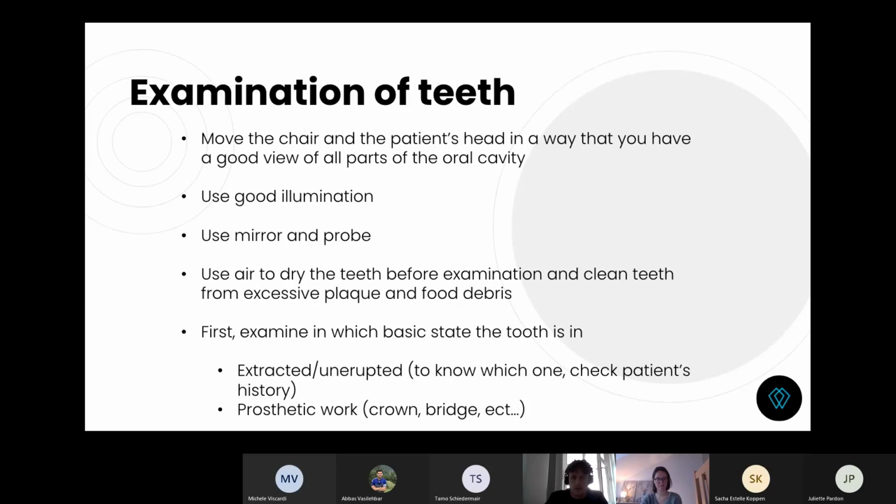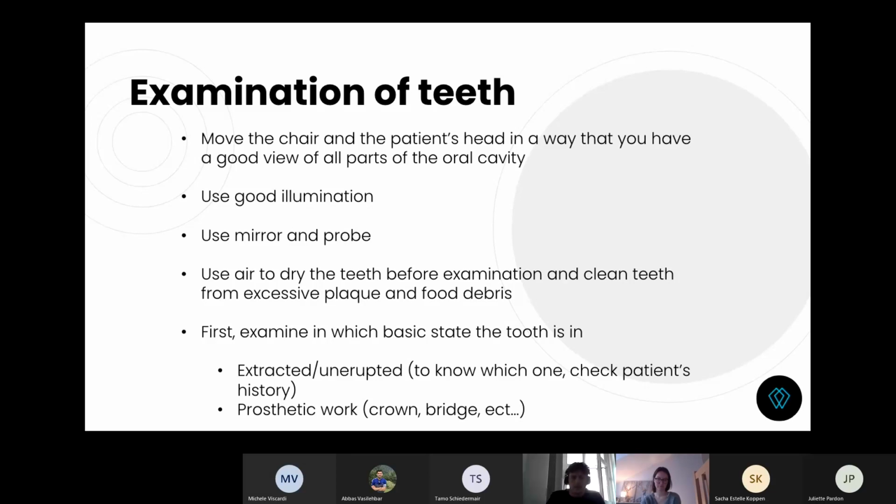Always use a dry field to examine the teeth. You use the air and you can help yourself with cotton rolls or the suction if there's a lot of saliva. Otherwise, you often won't be able to see the demineralization of the teeth or the white spot lesions or caries if you don't have a dry tooth. Also, if there's an excessive amount of plaque and food debris, either ask the patient to brush the teeth before coming, or if they don't do this, then give the tooth a quick cleaning with water or even with a small brush so you can perform a proper examination.